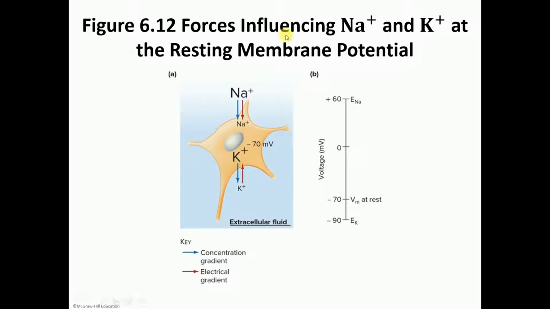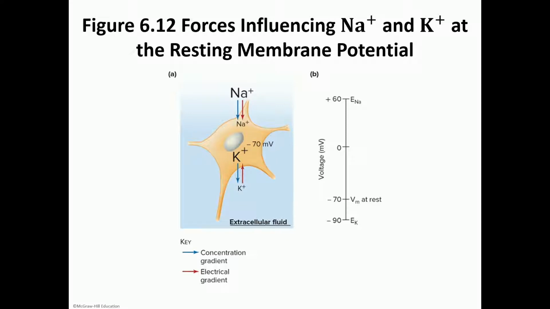So let's see, what are we looking at? This is your cell body. That's the axon of the neuron. And this blue surrounding is your extracellular fluid. The inside of the cell is negative 70 millivolts, with higher potassium levels on the inside than on the outside. The inside of the cell is negative, potassium is positive, so it would want to stay in the cell. But the levels of potassium inside of the cell are higher than the outside.